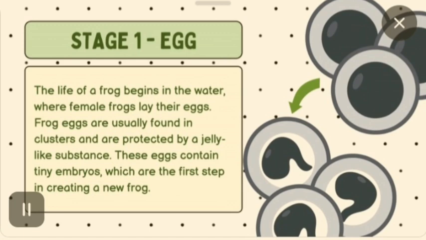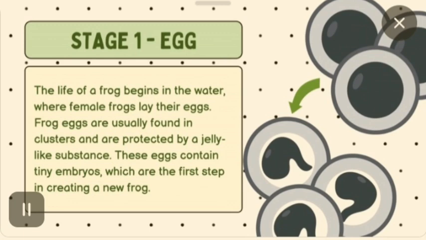Here comes stage 1, egg. The life of a frog begins in the water, where female frogs lay their eggs. Frog eggs are usually found in clusters and are protected by a jelly-like substance. These eggs contain tiny embryos, which are the first step in creating a new frog. So here you can see the diagram of the eggs. These are in clusters. Clusters are nothing but groups, you can find them together, and the egg is surrounded by a jelly-like substance, which protects the embryos present in the eggs.